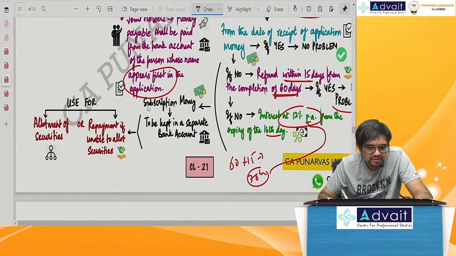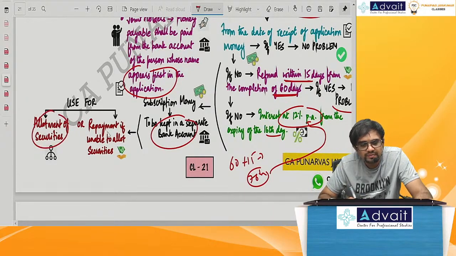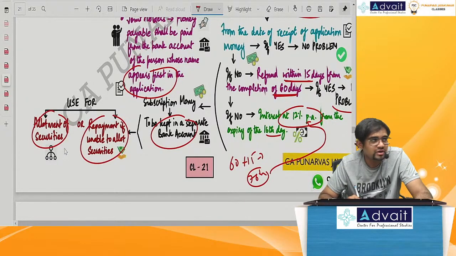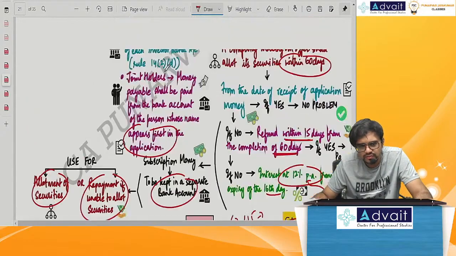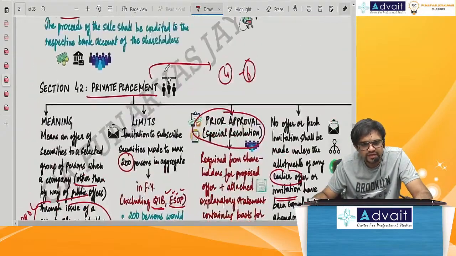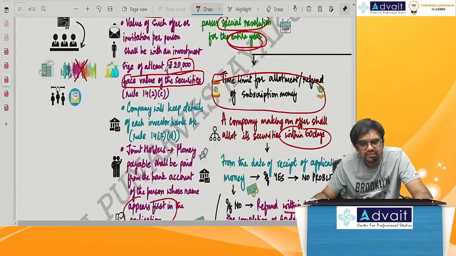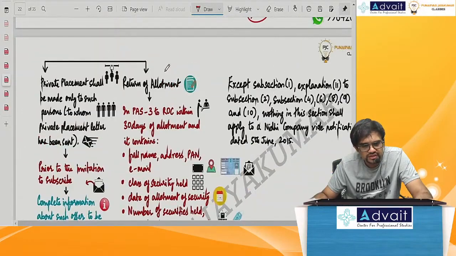Subscription money to be kept in a separate bank account. It will be used only for allotment of securities or repayment, if unable to allot securities. Very, very simple. That is a normal thing. This is with respect to private placement and also the time limit for allotment or subscription of securities.